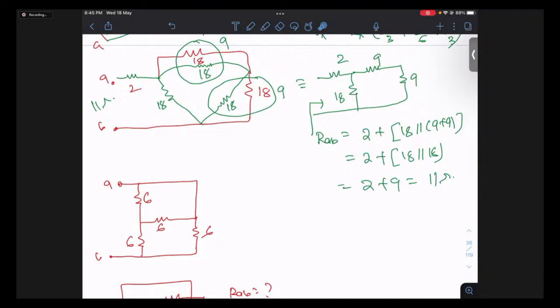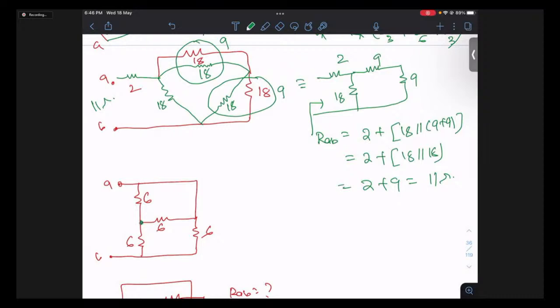Okay, so here I need to find this RAB again. So what I'll be doing is, in this case, do you agree that these and these are forming a delta? Don't say, sir, actually it is not looking like a delta. Actually, if I say this is 6 and this is 6, this diagram is the same as the existing diagram, right? Because this is the same node. So this is a delta actually, right? So what I'll be doing is converting this delta into star.